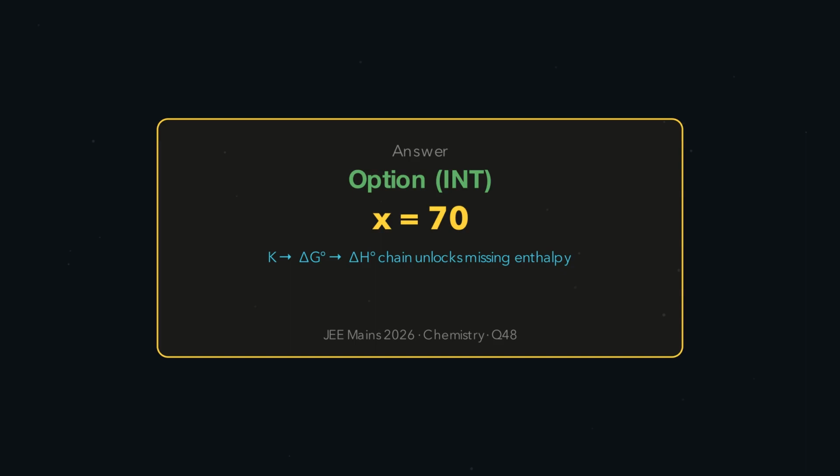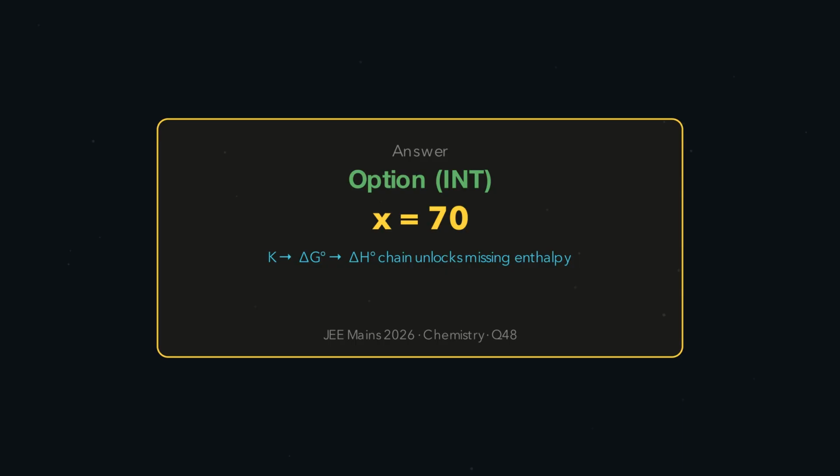Now we convert K to delta G naught. We know log K equals 2.2, T is 500 Kelvin, and R is 8.3 joules per Kelvin per mole. Plugging in, the result is approximately negative 21 kilojoules per mole. Notice how a large K gives us a strongly negative delta G. The reaction strongly favors products.